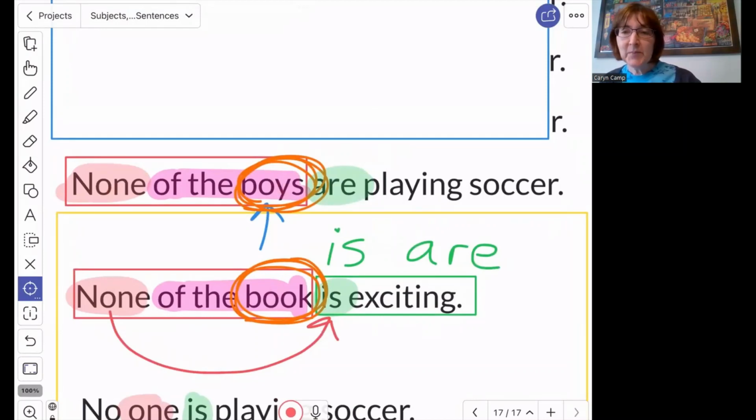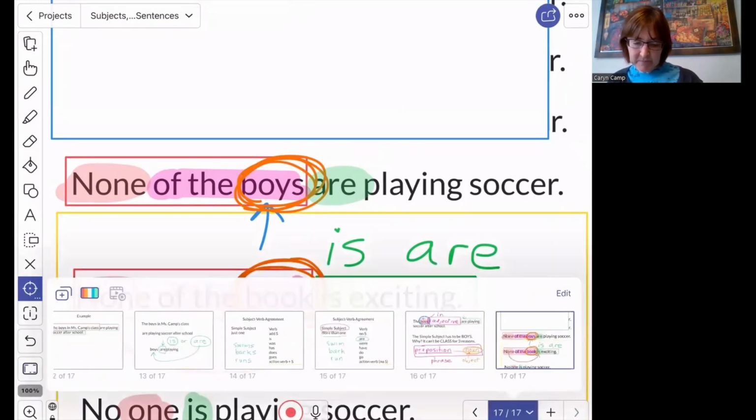There will probably be a prepositional phrase coming after it to tell you, or you might have to look at the context and look at the sentence before. Like if there were two sentences that said, the boys are eating pizza, none are playing soccer, right? So who is the none referring to? The boys.